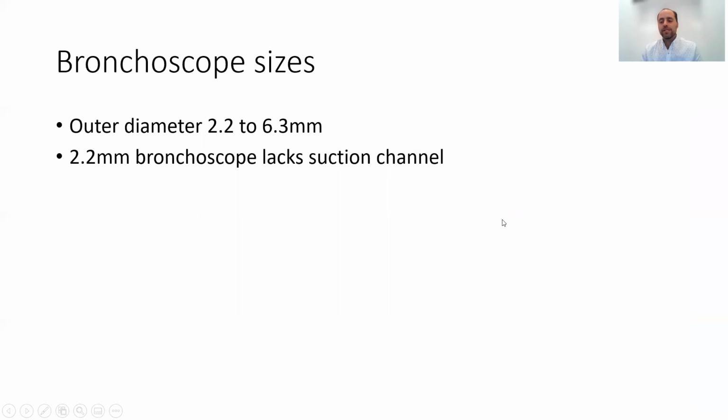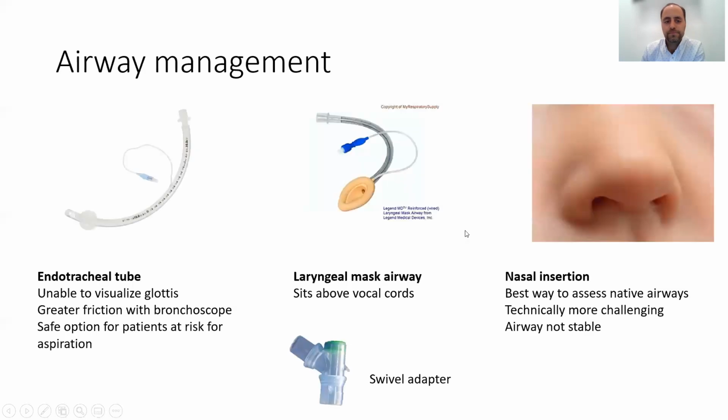The bronchoscopes range in sizes. In pediatrics, typically it's an outer diameter of 2.2 to 6.3 millimeters. You would have to discuss with the anesthesiologist or with your bedside respiratory therapists regarding the size of the airway that needs to be used and adjust your bronchoscope accordingly. All bronchoscopes have a suction channel except for the 2.2 millimeter scopes because they're too small.